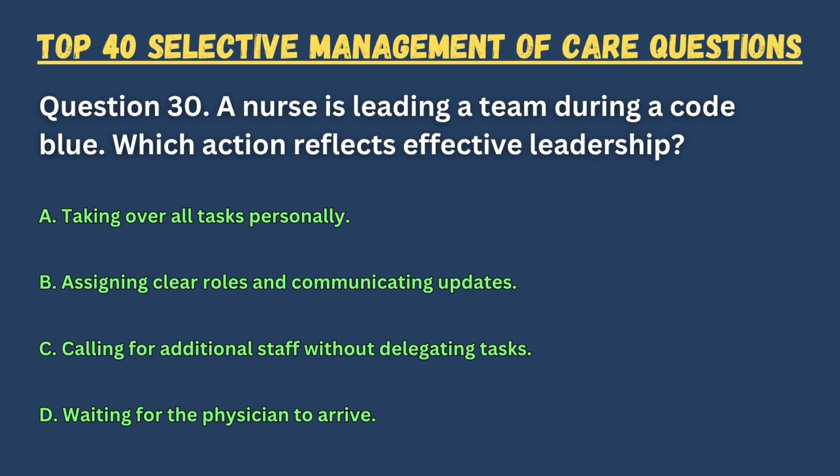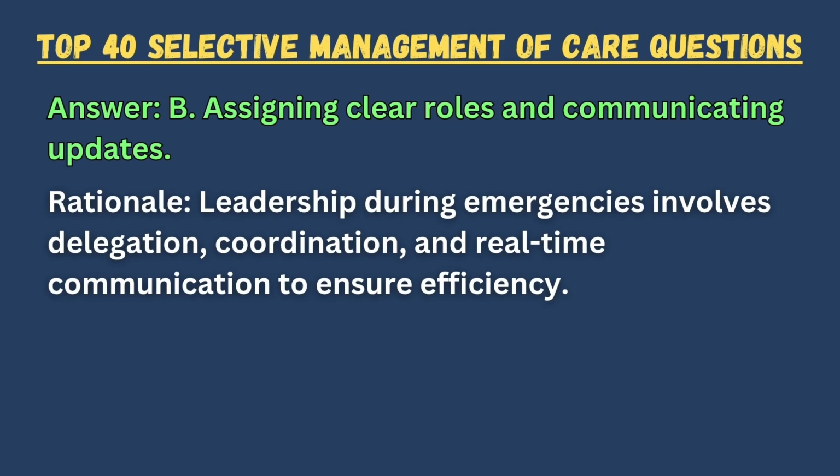Question 30. A nurse is leading a team during a code blue. Which action reflects effective leadership? A. Taking over all tasks personally. B. Assigning clear roles and communicating updates. C. Calling for additional staff without delegating tasks. D. Waiting for the physician to arrive. Answer. B. Assigning clear roles and communicating updates. Rationale. Leadership during emergencies involves delegation, coordination, and real-time communication to ensure efficiency.